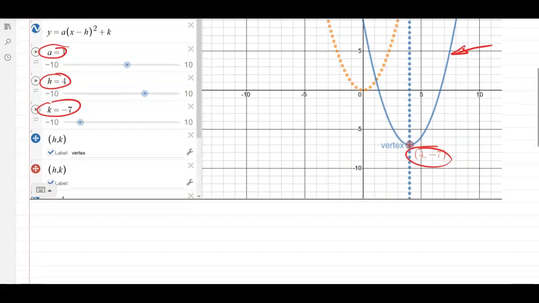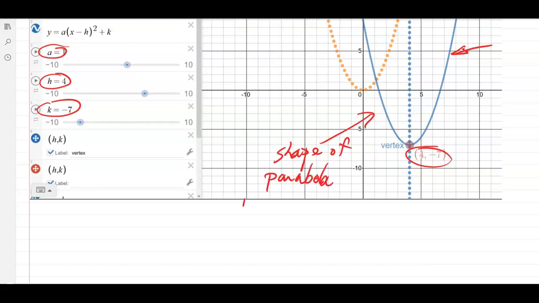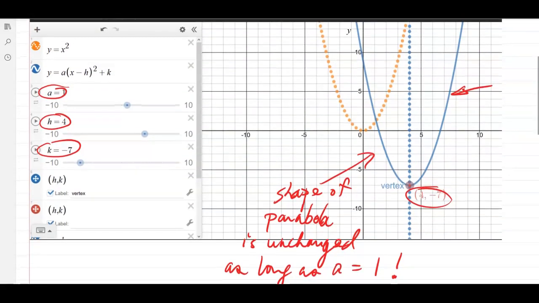Okay, and again, notice that the shape of a parabola is unchanged as long as a equals 1. Okay, that's important. So the shape is the same here. So this y equals x squared, if we just move it to the right and down, we get the blue graph.